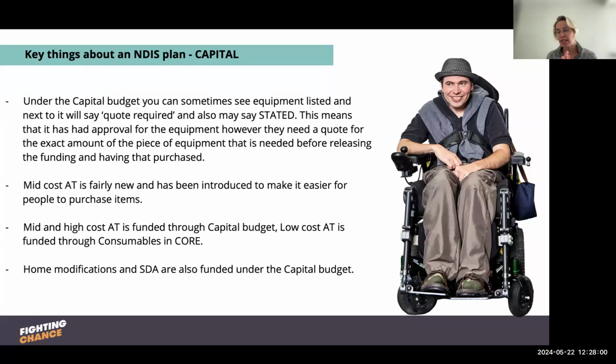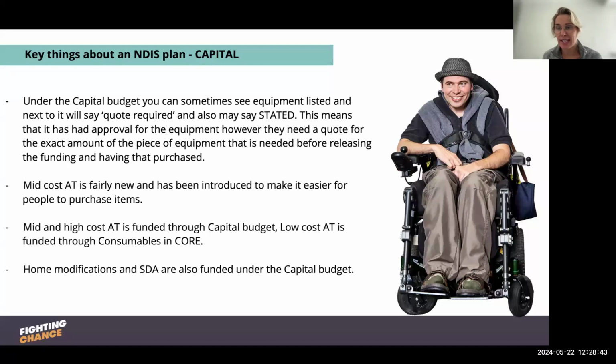When it comes to your assistive technology, you might find that the equipment that you've requested has been listed, and next to it says a quote is required. So it might be that there's been a recommendation or something, but there's not been a quote. They need the quote to then know how much money to release, but they've essentially built that equipment in behind the plan. It's sitting there, but they're just waiting for the quote for it to be released, and that gets released to the provider that provides the quote, that gets ordered and then delivered. So that's what that means when it says quote required.